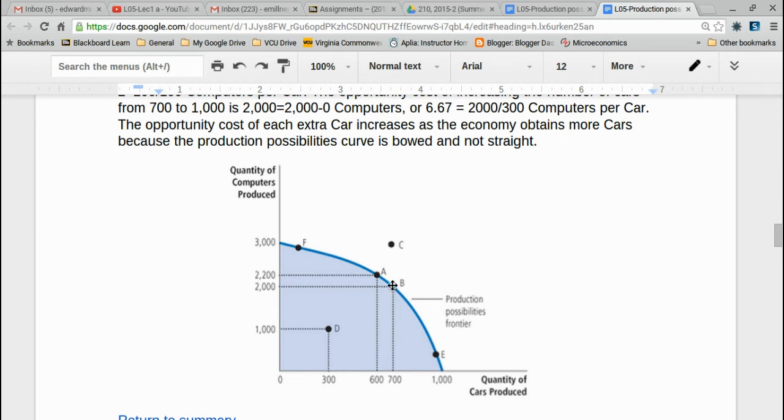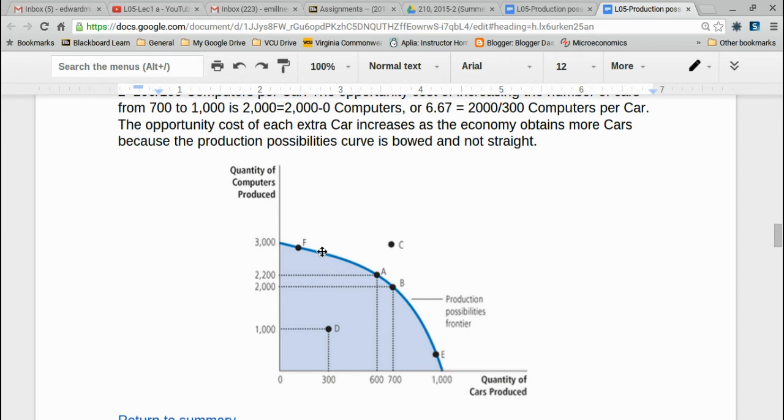Finally, let's look at what happens when we go from point B to the horizontal intercept. We gain 300 more cars. The number of cars goes from 700 to 1,000, but we give up 2,000 computers. The number of computers goes from 2,000 down to 0. Taking the ratio, that tells us that we give up 6.67 computers for every extra car we produce when we move from point B to that intercept.